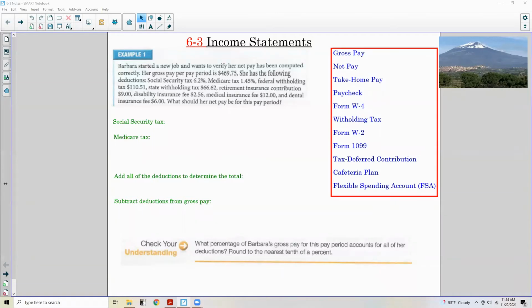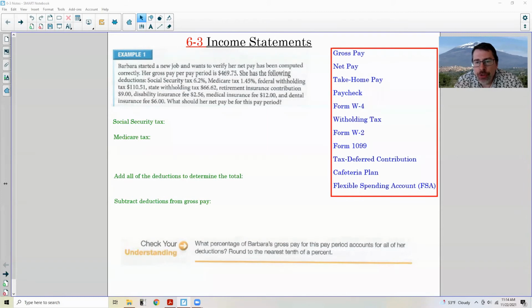Okay, chapter 6-3, income statements. So over on the right here in this red box, I have all the vocabulary from this chapter section. So let's go through that really quickly first. For one, gross pay. Gross pay is how much you make before any withholdings. So if I make $20 an hour and I work 40 hours, my gross pay would be $800. 40 hours times $20 per hour.